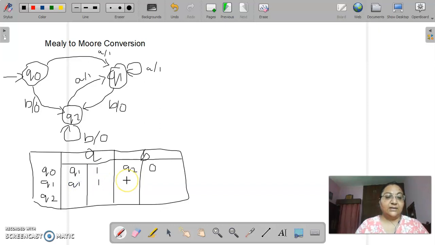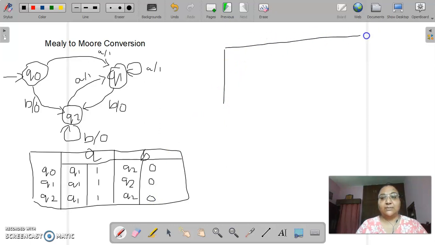And as we can see here, for an input of B in Q1, we move to Q2 and the output is 0. Then for state Q2, for an input of A, we go to Q1 with the output of 1. And for B, we remain in Q2 with the output of 0. So let us convert this into the corresponding Moore machine.